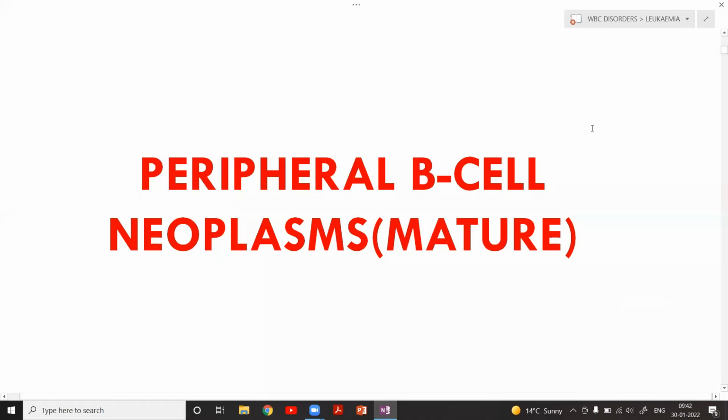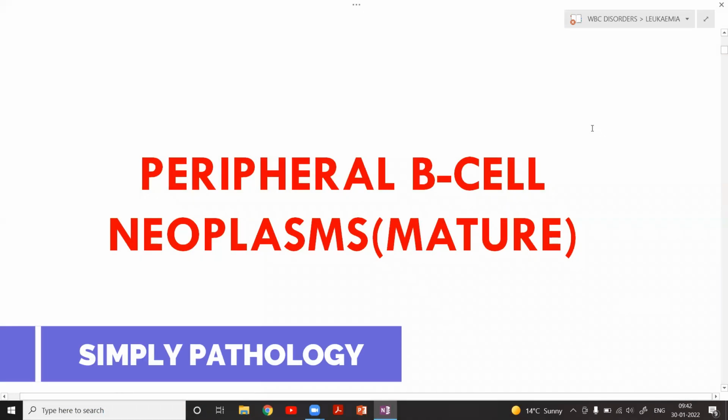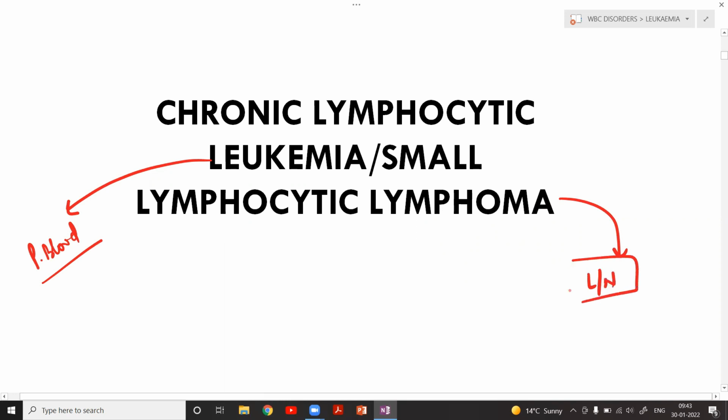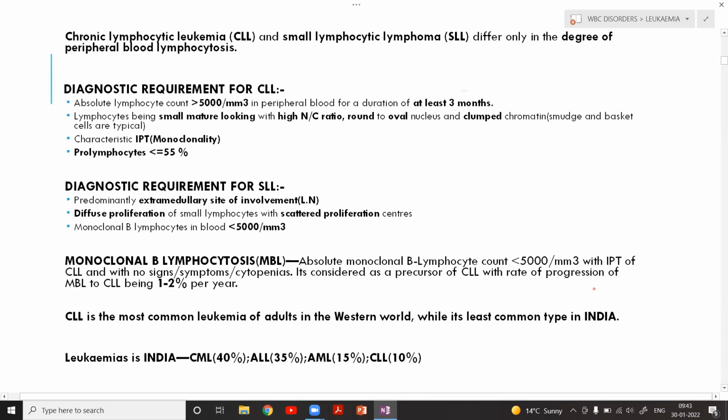We are going to start with the peripheral B cell or mature B cell neoplasms. The first most important neoplasm is chronic lymphocytic leukemia or small lymphocytic lymphoma. What is the very important thing? If I am saying leukemia, it means it is involving the peripheral blood. And if I am saying lymphoma, the same lesion is involving a lymph node. That is the basic difference between lymphoma and leukemia. I hope you all understand.